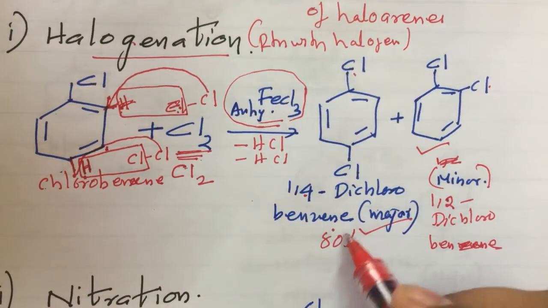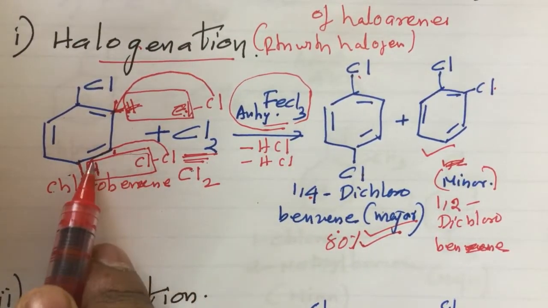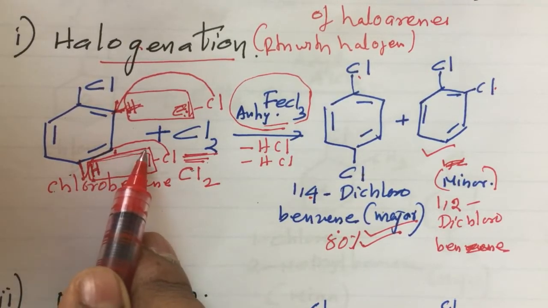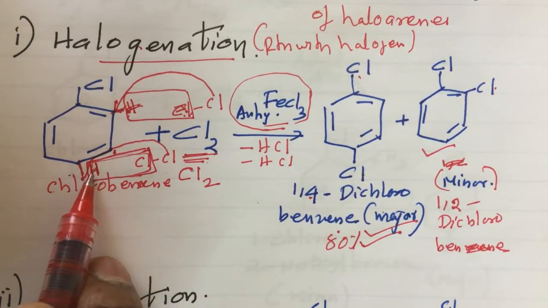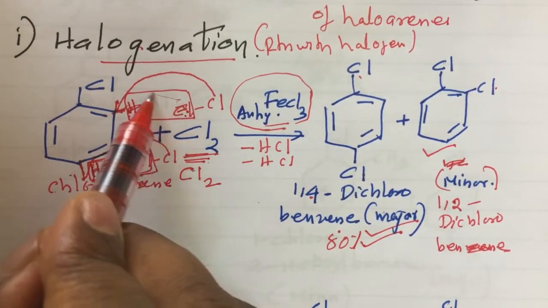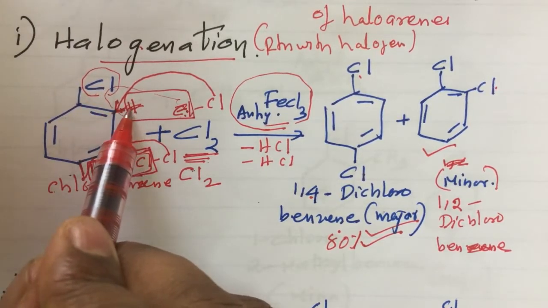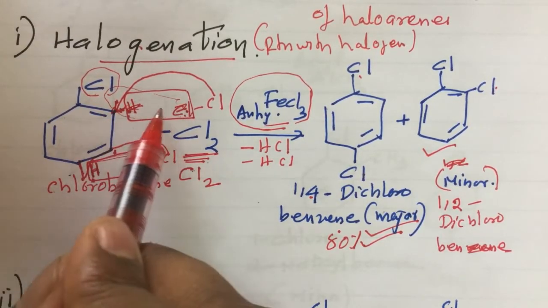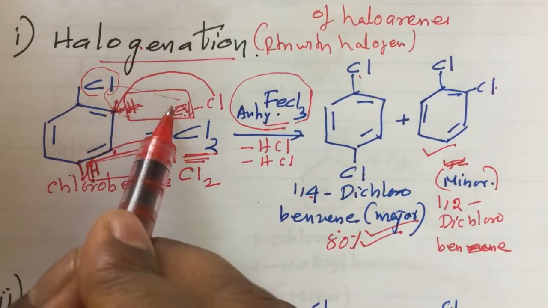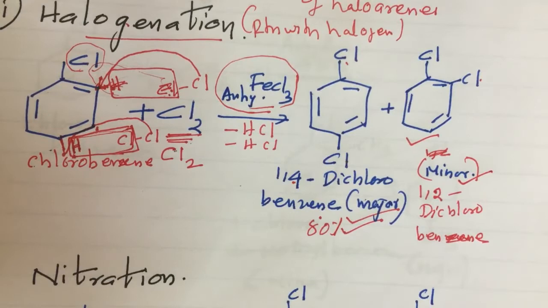And why is this product the major product? The reason: electrophilic substitution at para position can easily take place due to less steric effect. But at ortho position, steric effect is more due to the presence of chlorine, so the replacement of hydrogen from ortho position is difficult. Due to this overcrowding or steric effect, the ortho product is minor.